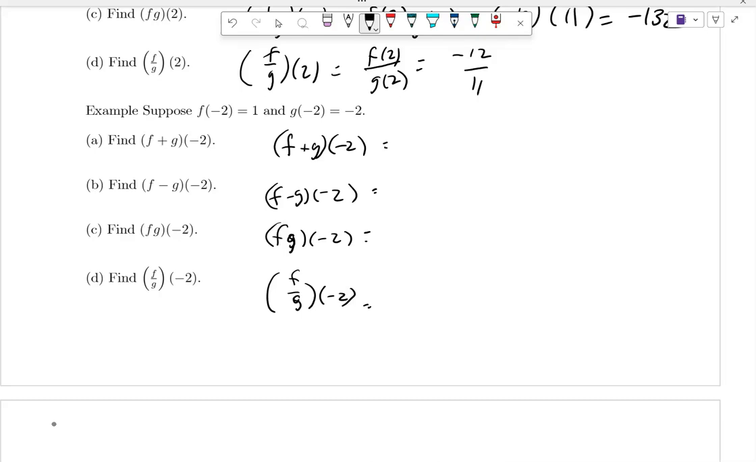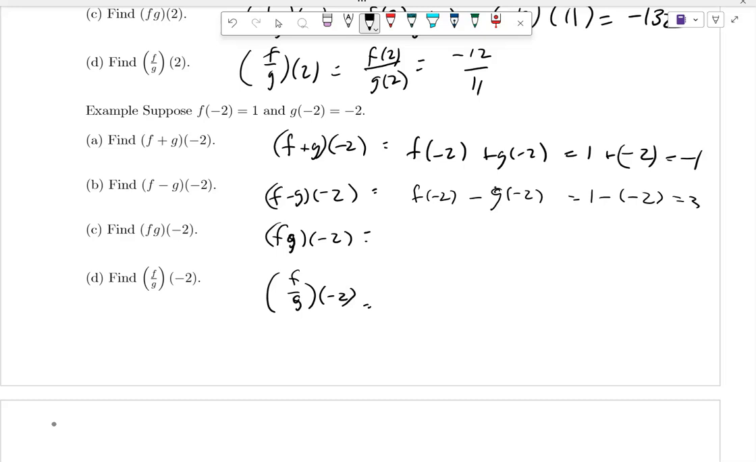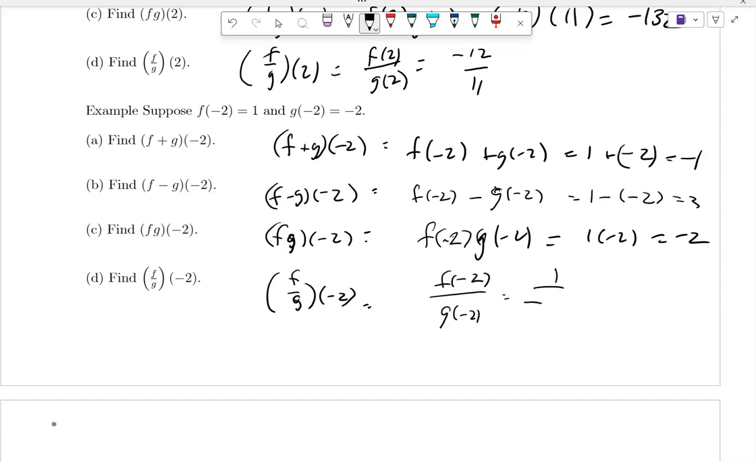What did we get for the first part? Negative 1. What did you get for the second part? 3. Third part? Negative 2. Maybe, if I did it right. And for the last one? Negative 1/2. Okay. Are those okay? We all right with those? Not too bad, right? Adding those outputs.